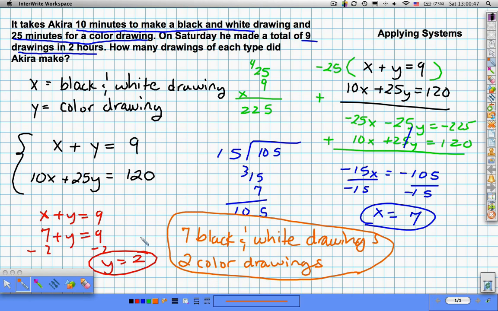So really the only difficult time that you will have with this is setting up the system right here. But everything else is still the same. We're still solving it like we normally would. And when you get your x and y, don't leave it like that. You have to go back to the original problem and ask, okay, what do these represent? And you write your answer out like this.